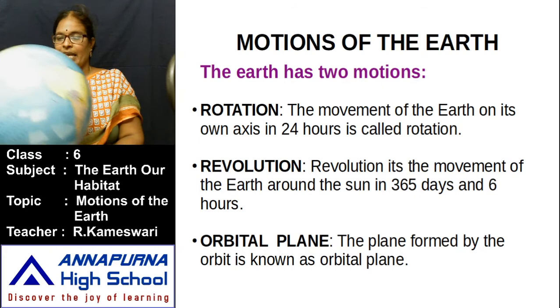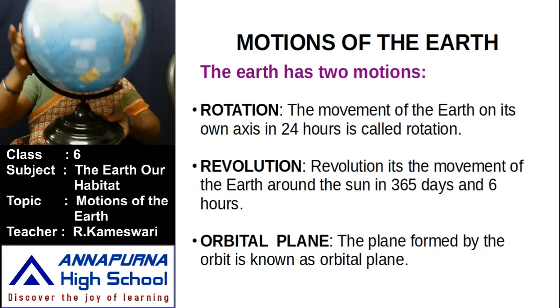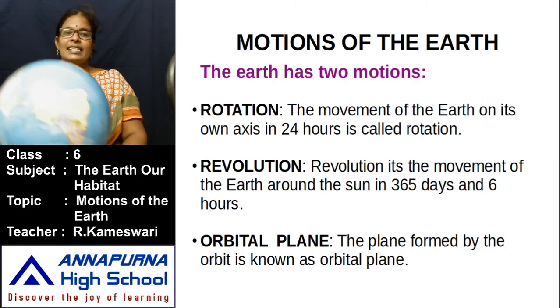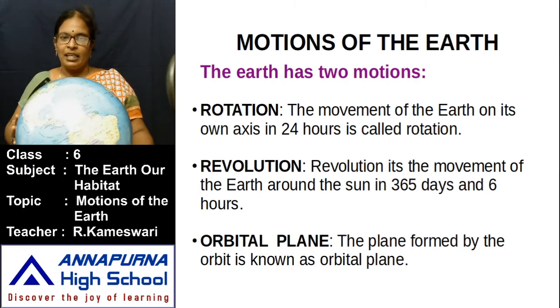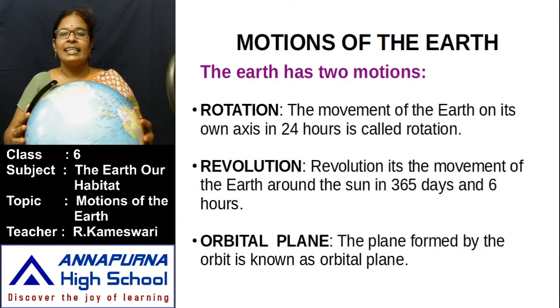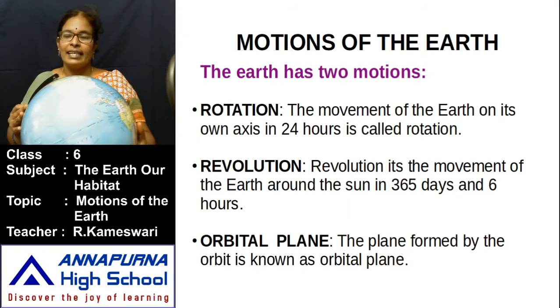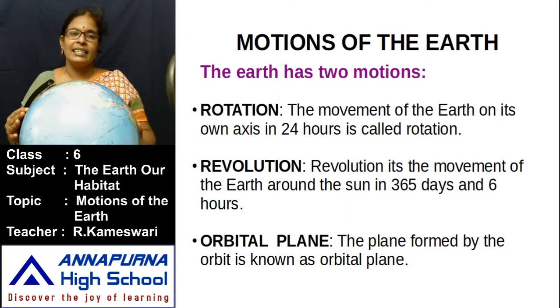At the same time, it rotates itself and revolves around the sun. That motion is called revolution. Revolution is the movement of the earth around the sun in 365 days and 6 hours. It takes the time of 365 days and 6 hours. That is called the revolution of the earth.